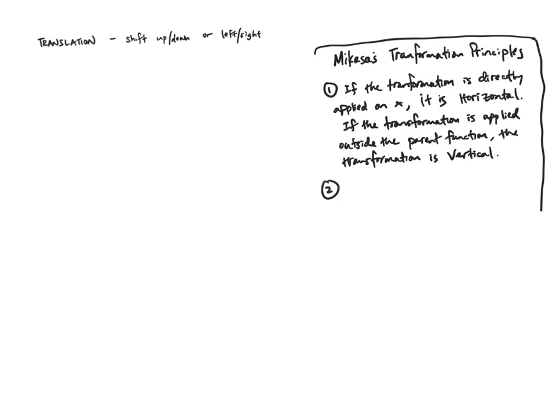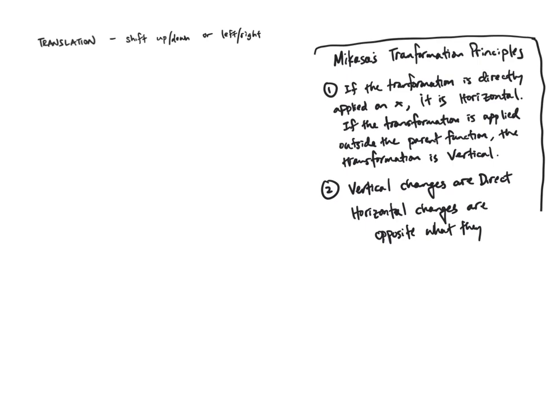Principle number 2 is vertical changes are direct and horizontal changes are opposite what they appear. Okay, so just keep these 2 principles in mind, and I'll explain how they apply to each of the things we explore.